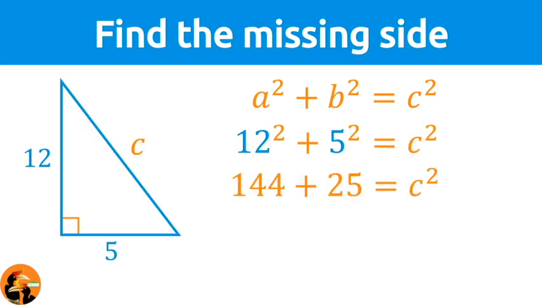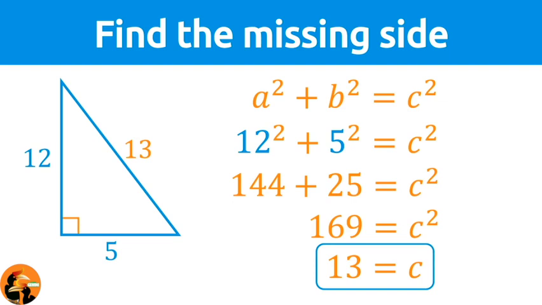12 squared is 144, and 5 squared is 25. 144 plus 25 is 169. So we have 169 equals C squared. To solve for C, we need to take the square root of both sides. The square root of 169 is 13, and the square root of C squared is just C. So C is 13. We found our missing side.